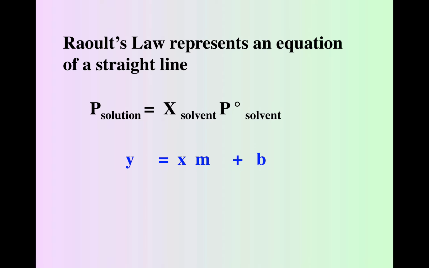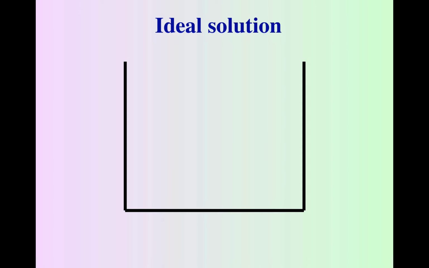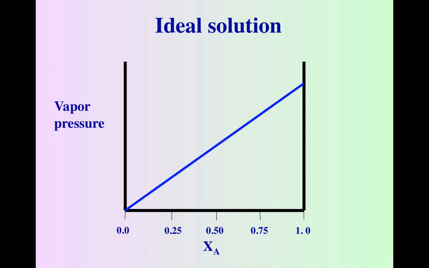Raoult's law is an equation for a straight line, right? So if I plot the vapor pressure of the solution versus the mole fraction of the solvent, the slope of the line is going to be equal to the pure vapor pressure. So it's the graph we just showed before. If you're starting with 100% solvent, no non-volatile solute, you have 100% vapor pressure, in terms of what that solvent would produce at a particular temperature. But as you decrease the mole fraction of the solvent, you decrease the vapor pressure.